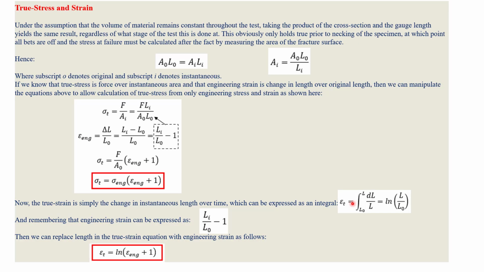Now, about the true stress strain. How do we calculate this? Very important. Under the assumption that the volume of the material remains constant throughout the test, taking the product of cross section and gauge length yields the same result regardless of what stage of the test it is done at. Correct? This obviously only holds true prior to necking. Before necking, this will remain the same.